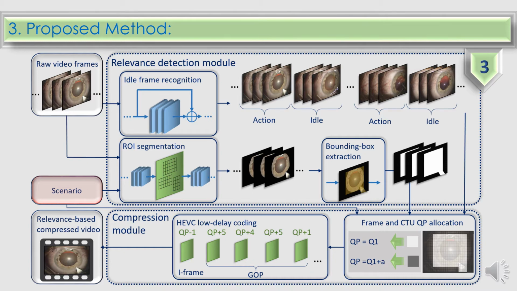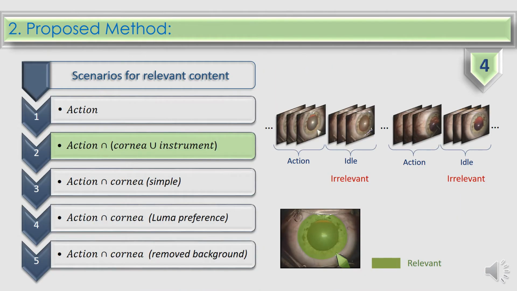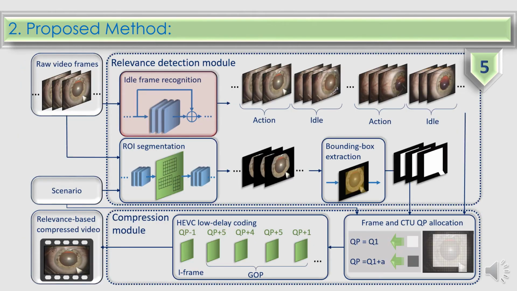We have 5 different scenarios for the relevant content. For example, in the second scenario, all the idle frames are regarded as irrelevant content, and the idle frames are the frames in which no instrument is visible. Also, in action frames, only the regions of the cornea and instruments are regarded as the relevant content.